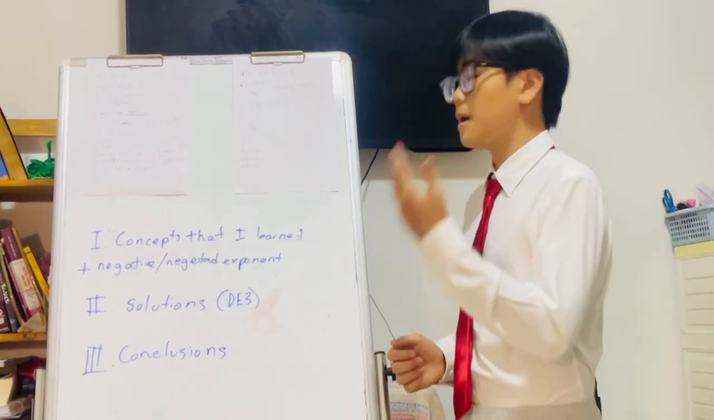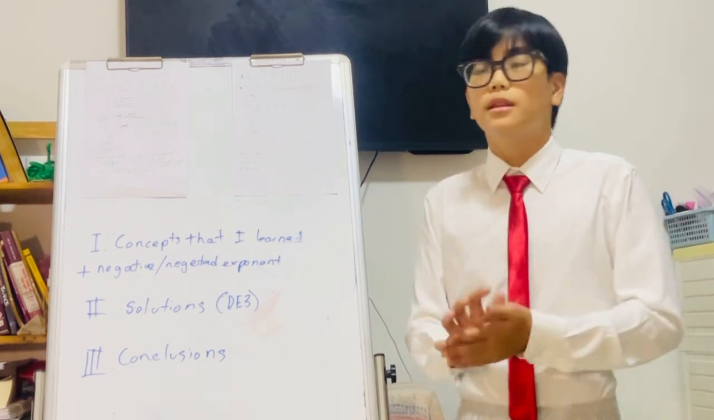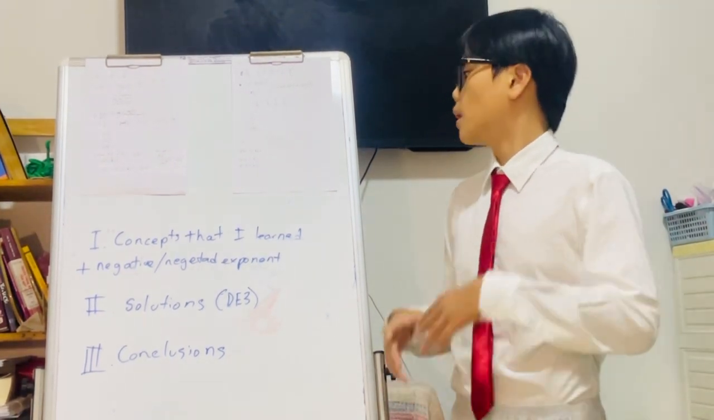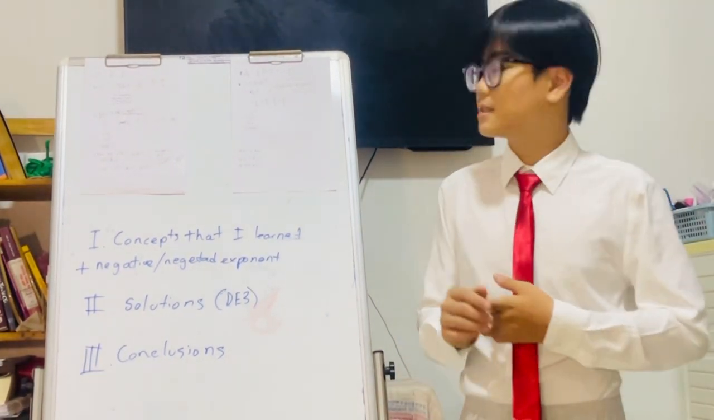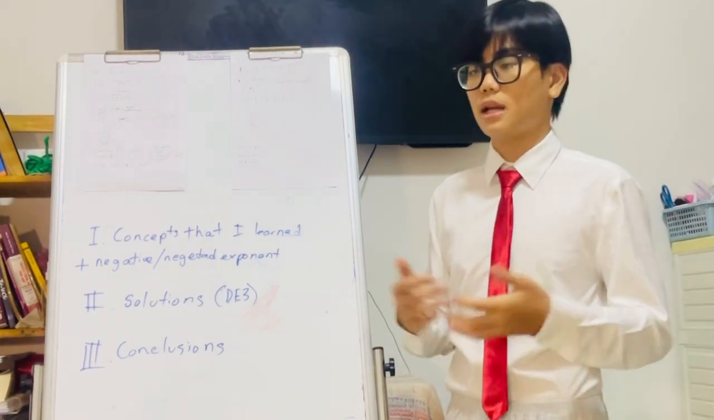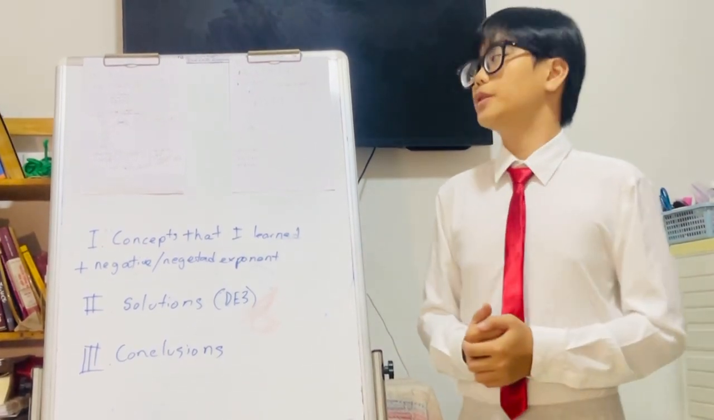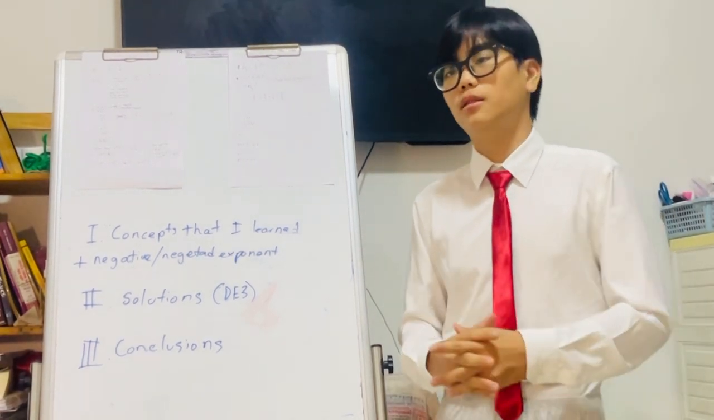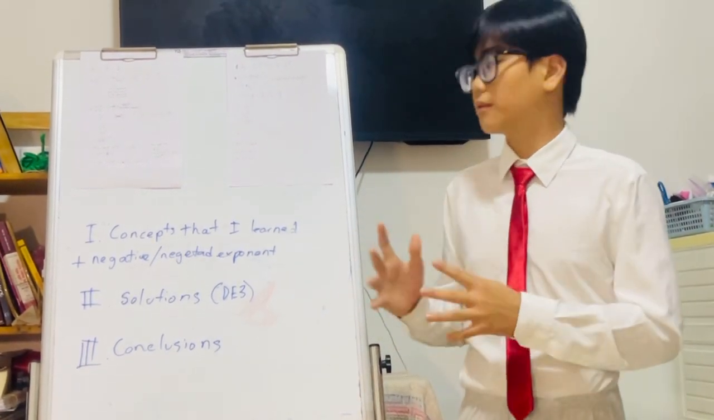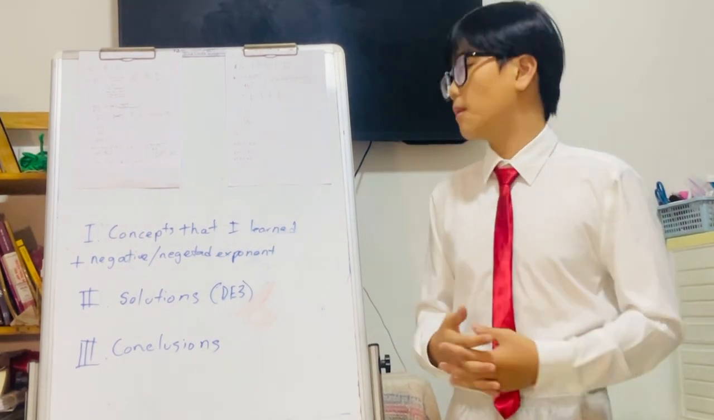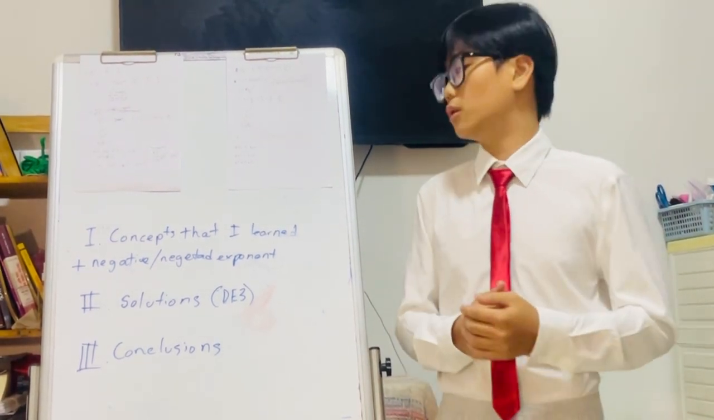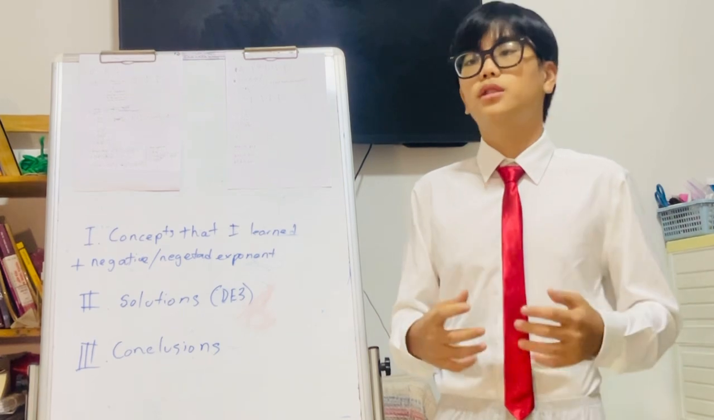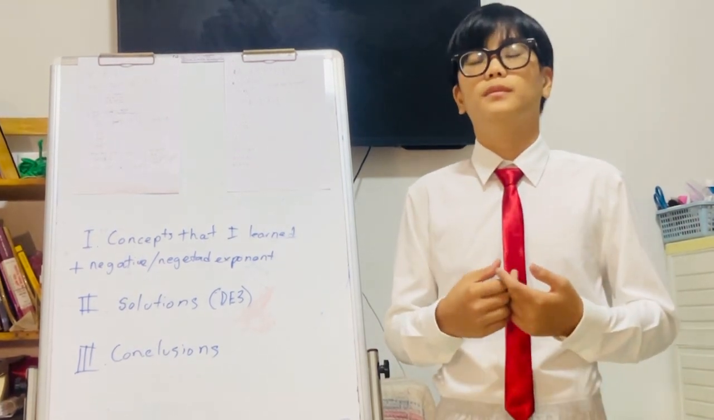Next, since A plus C is equal to A plus C, there's no need to explain that. However, B plus D is less than A plus C because that's just in reverse. So, in conclusion, the main idea of the DE3 was to teach us about the ideas of negative or negated exponents, which I find difficult.